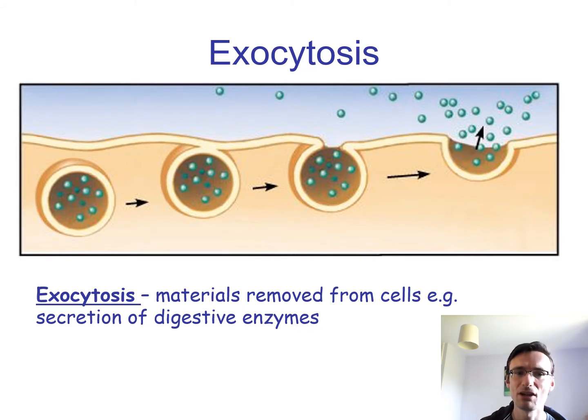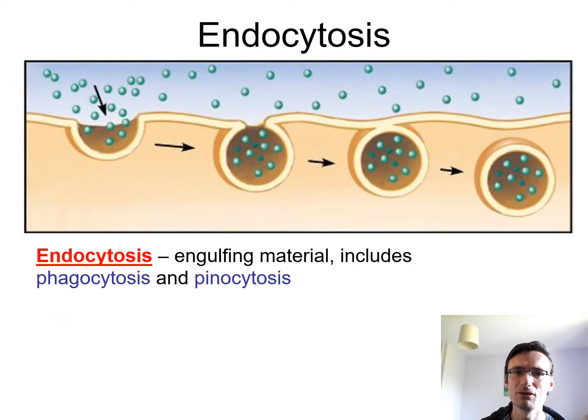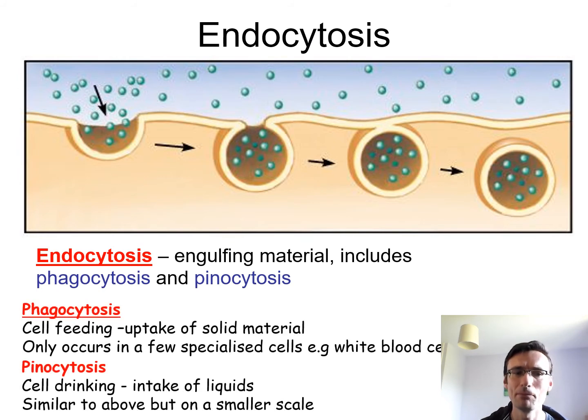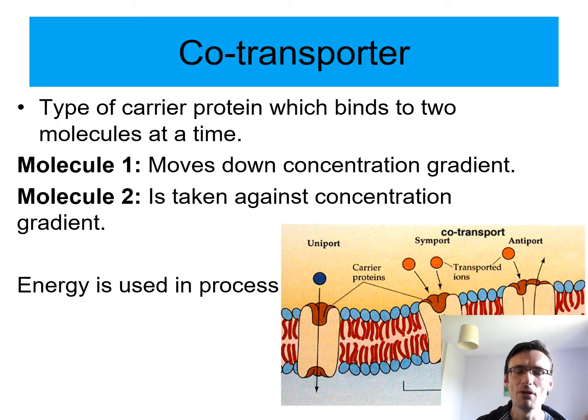Just a picture of exocytosis there showing you how it removes materials, and then endocytosis being the opposite, the enfolding of the membrane to do so. The last bit then is co-transporter proteins. This is something I always really try and push because it comes up in loads of different areas of the module. It's really important to learn. You come across it again in digestion. Now, I will just say this is a model of co-transporter proteins.